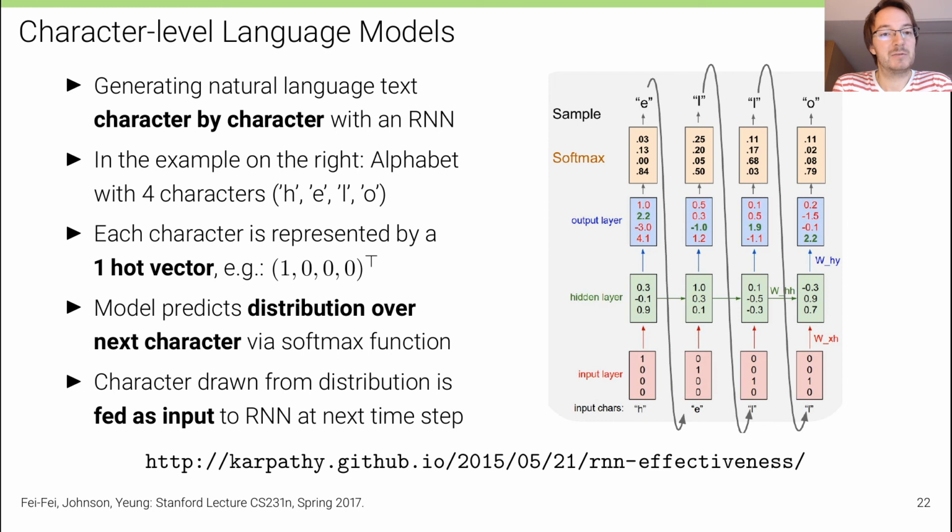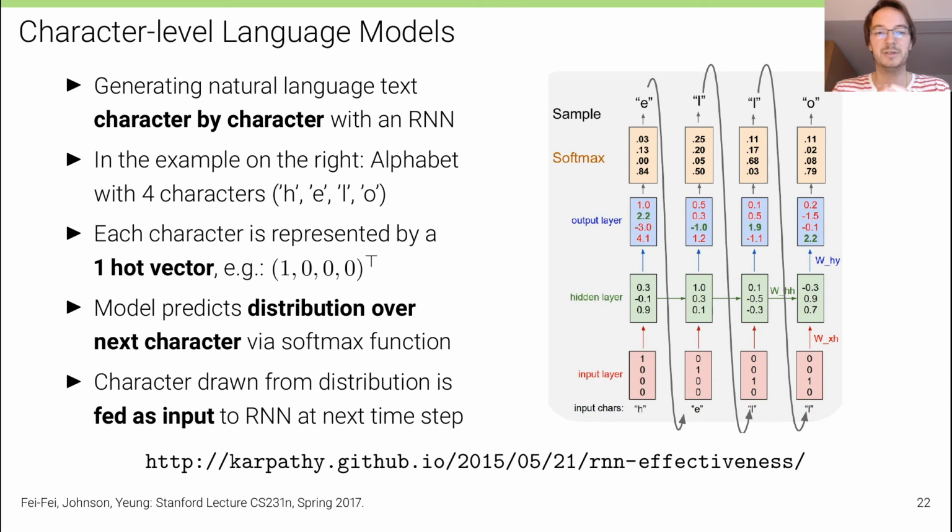Now, the last thing I'd like to show you is a couple of examples from Andrej Karpathy, where you can find the link here at the bottom, that I encourage you to have a look at, where he was playing with very simple RNN type models for language generation, to demonstrate that RNNs are capable of generating natural language text character by character with a very simple model.